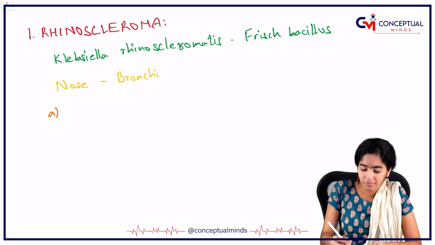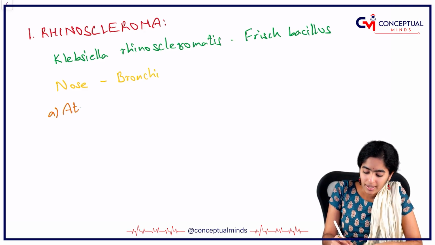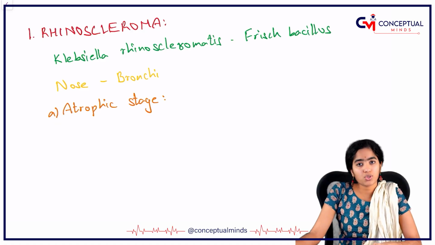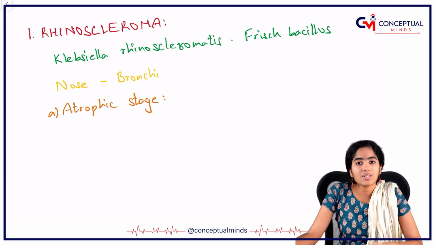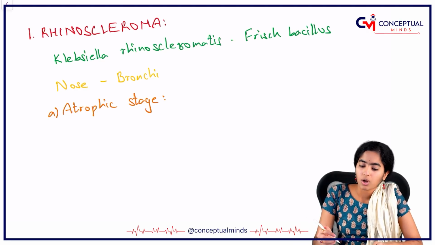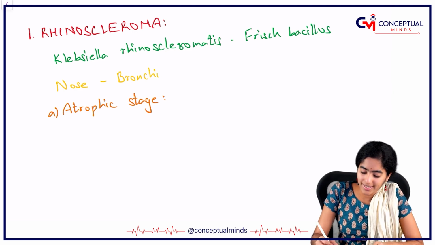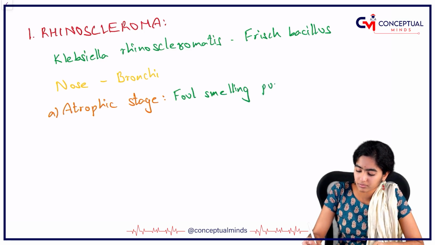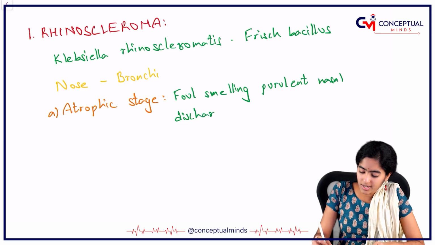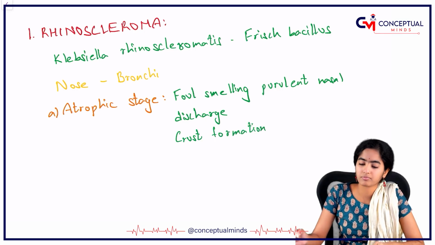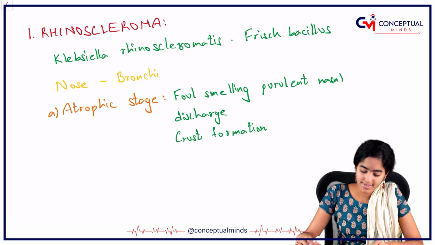The first stage is known as atrophic stage, and this stage resembles atrophic rhinitis, about which we have studied. What are the most important features of atrophic rhinitis? Foul smelling nasal discharge and nasal crusting. Those 2 features are seen here also. What are they? There is foul smelling purulent nasal discharge. Along with that, there is crust formation. These are the 2 most important features seen in atrophic stage.